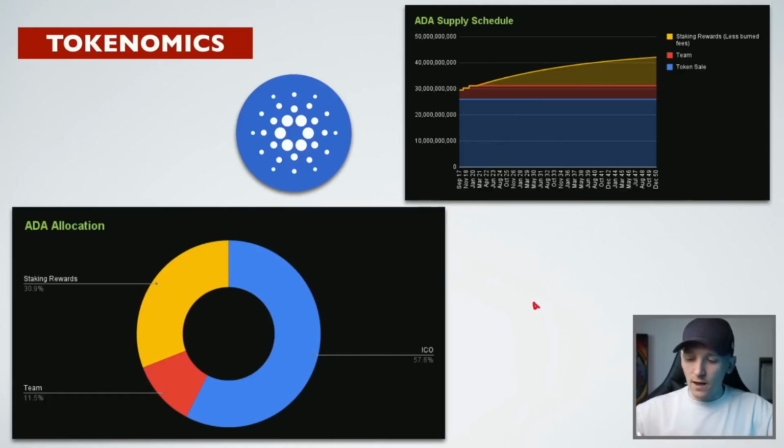And you can see the supply schedule is pretty standard, right? You have the token sale and the team, and then you have staking rewards over time that try to incentivize people to run network nodes to run the network.